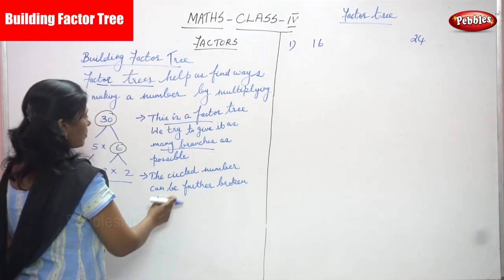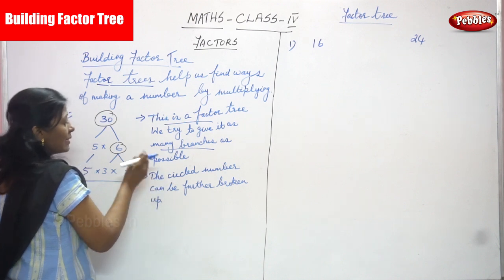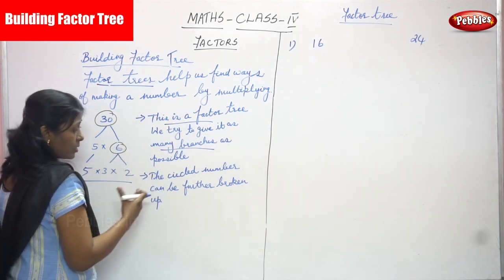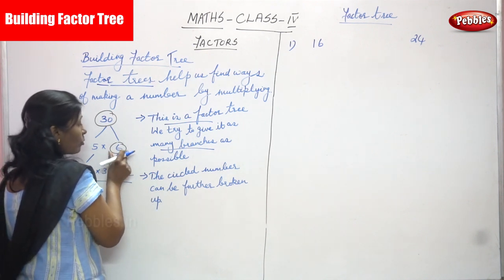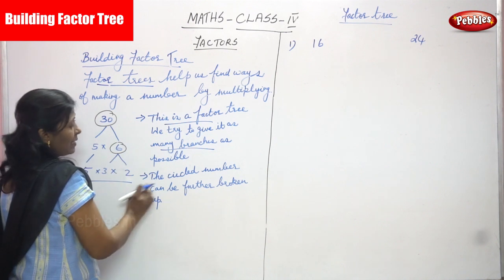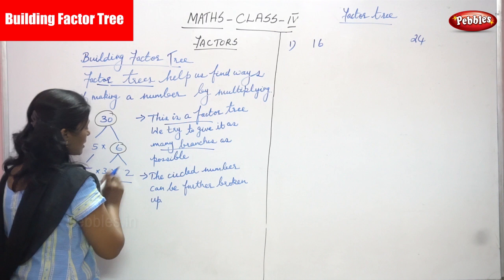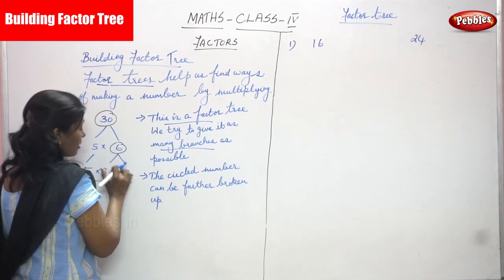The circled number can be further broken up. The numbers you have circled, you have to break into factors again. If you circle a particular number, you have to find the factor of that number. That is what they mentioned. The circled numbers can be further broken up. So we have taken 6, and we have to create a branch here.